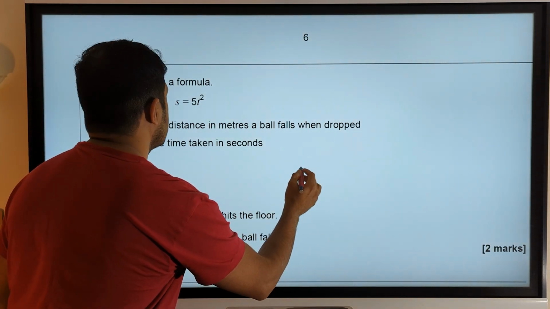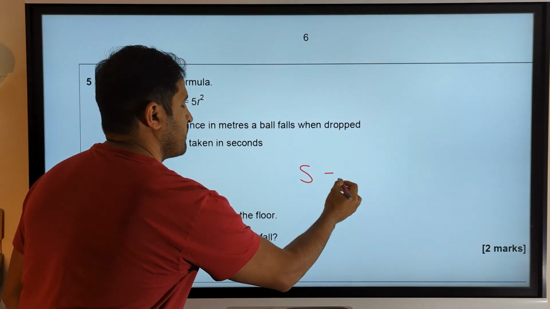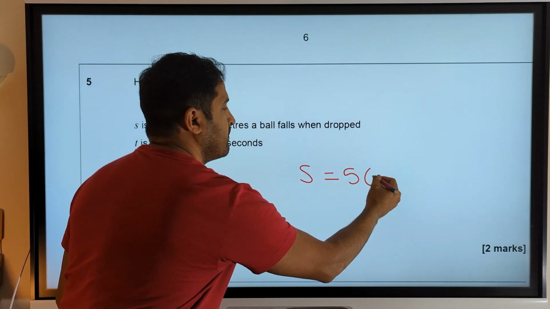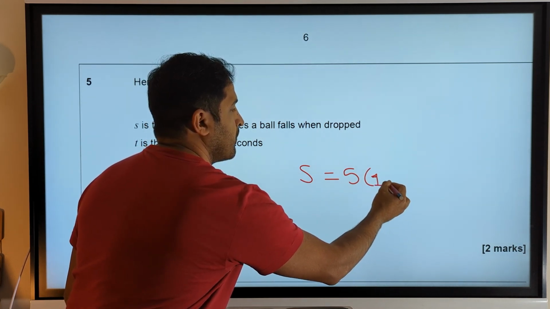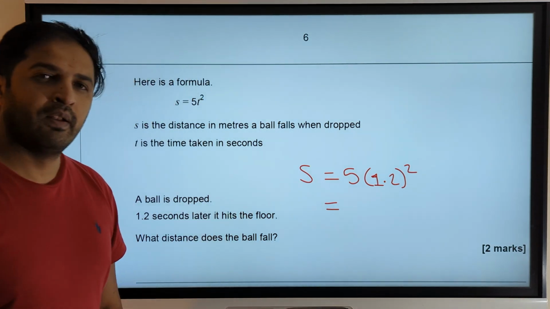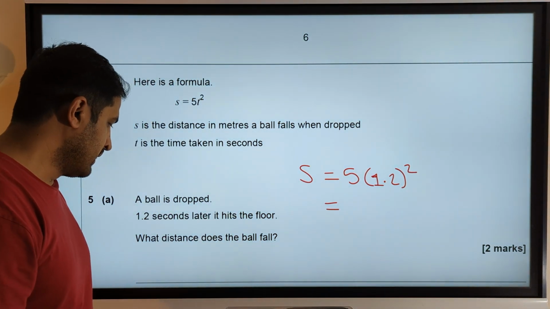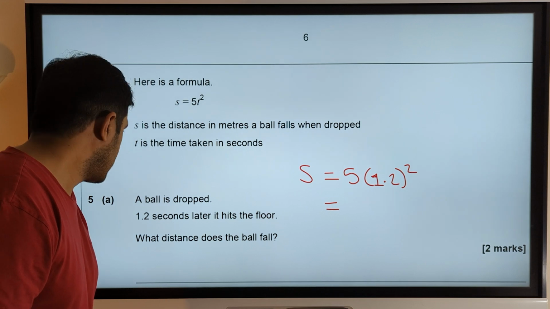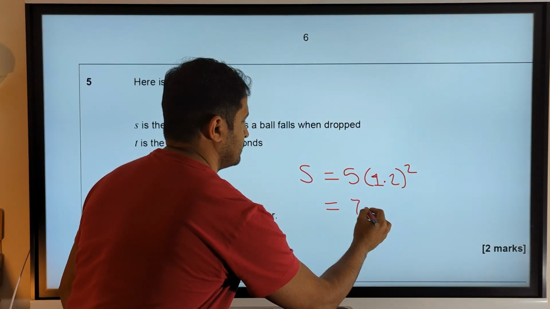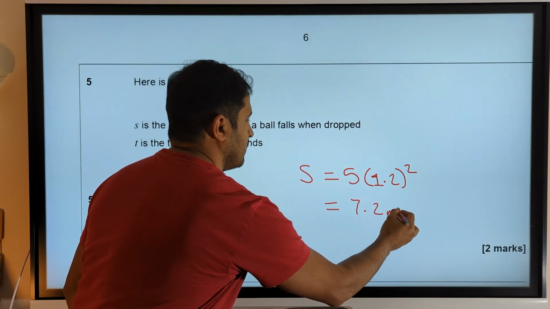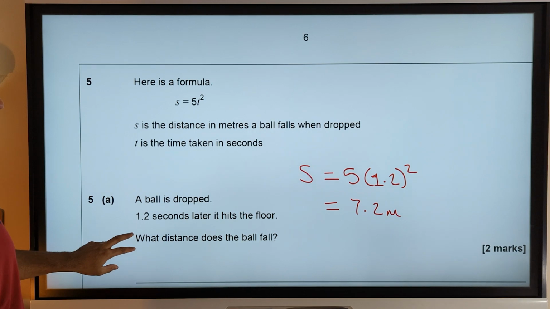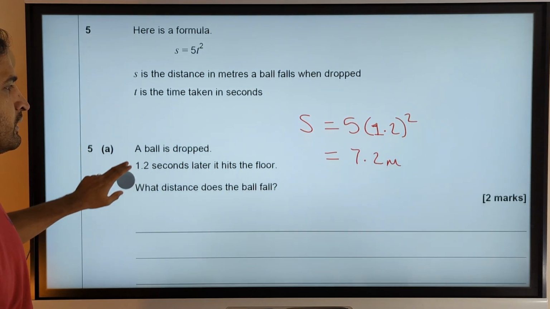Okay, so what we're going to do is replace the t with the time. So s is equal to 5 times 1.2 squared. And you put that in the calculator. Okay, 5 times 1.2 squared. And if I do that, I will get my answer, 7.2. So that's the height in meters, and 2 marks for that. Okay, but putting numbers in the calculator.